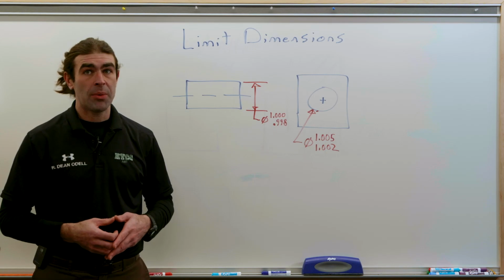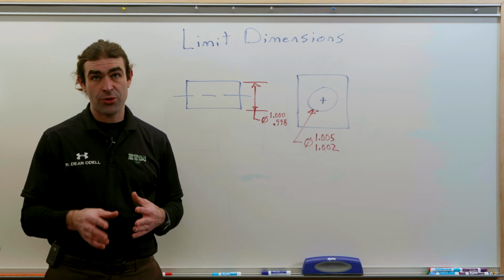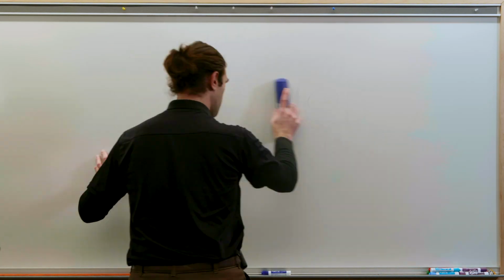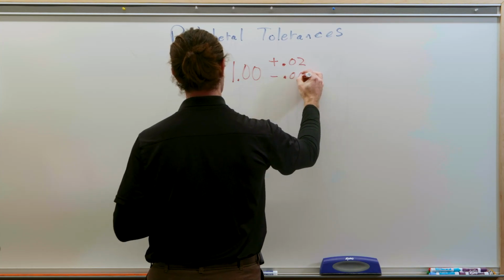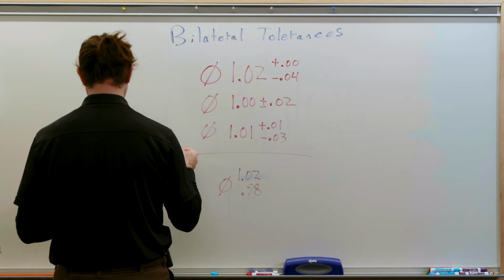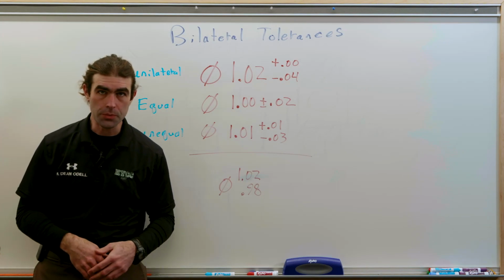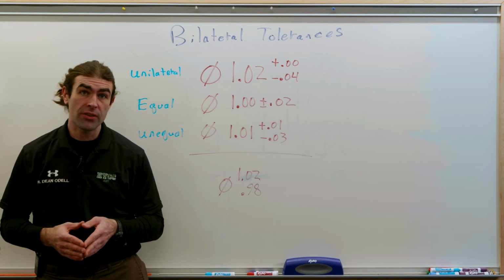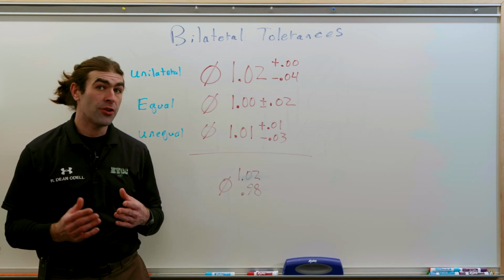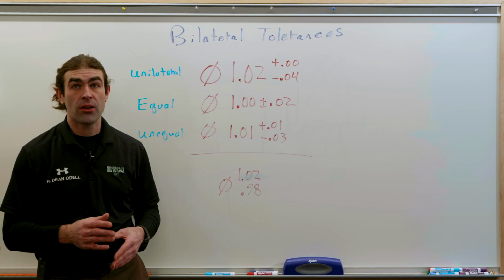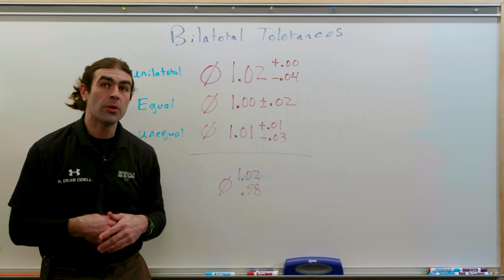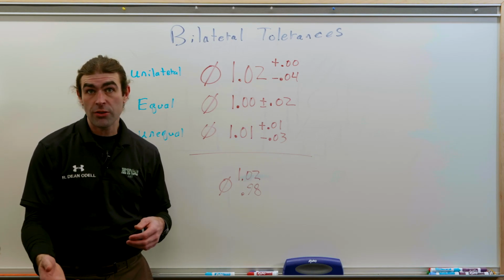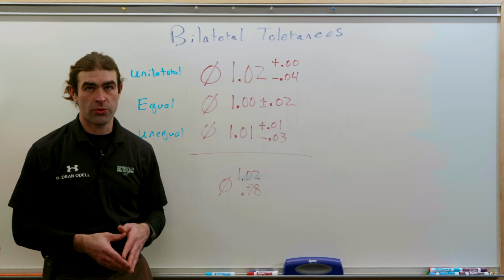These are probably the most common tolerances on drawings that have directly toleranced dimensions. Let's take a look. So on the board, I've got the common bilateral tolerances. The first one is our unilateral tolerance. We've got our nominal dimension of 1.02 plus 0 minus 40. This gives you no tolerance in one direction, a lot of tolerance in the other direction.